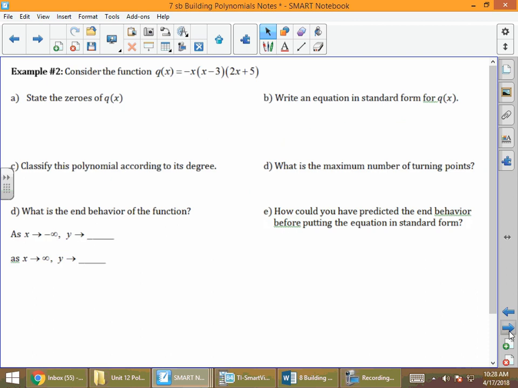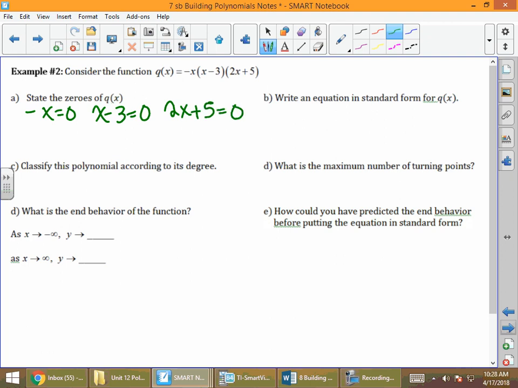Problem number 2. Consider the function q of x equals -x times x minus 3 times 2x plus 5. What we want to start off with here is to figure out what are the zeros, the roots, the x-intercepts of the function? Some of you need to do this, and some of you don't. So, gotta write it correctly: -x, x minus 3, and 2x plus 5.